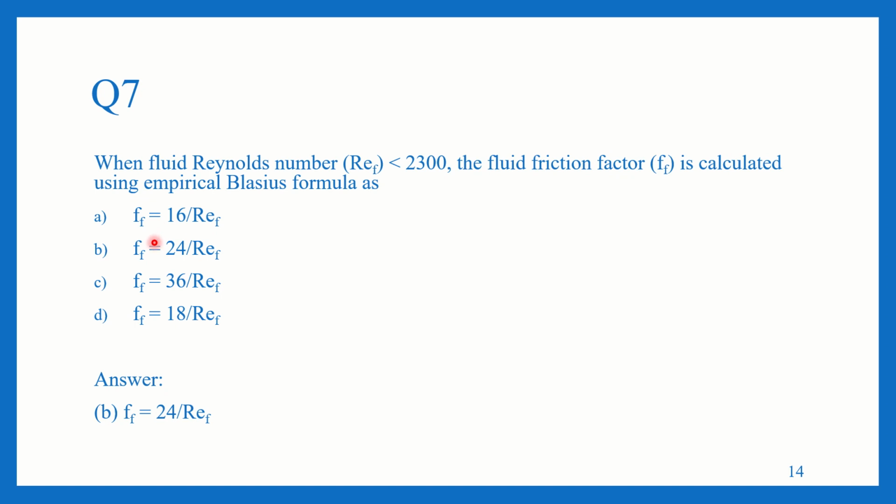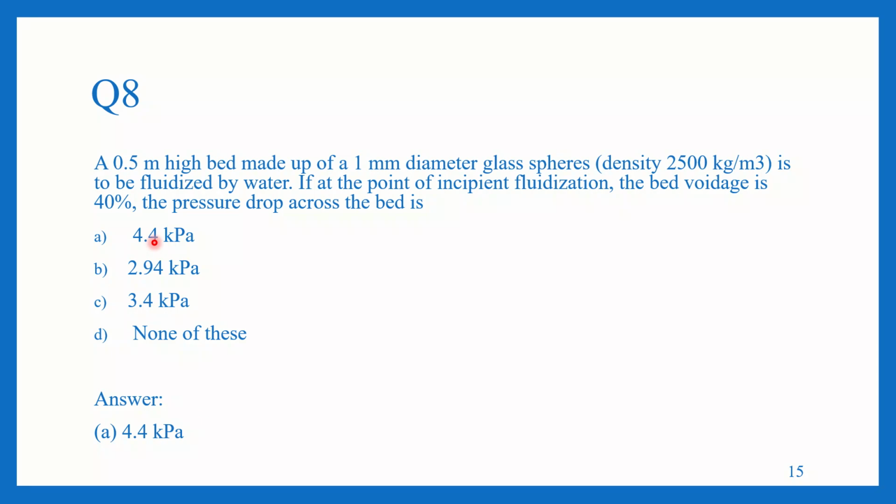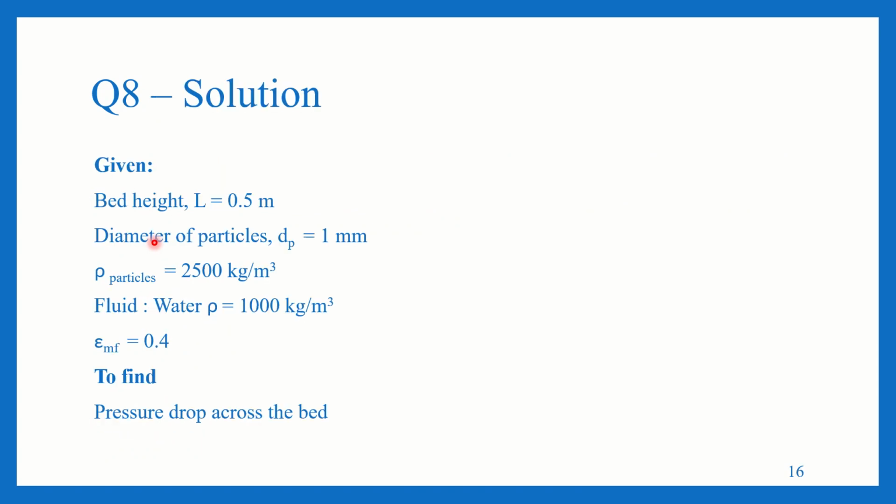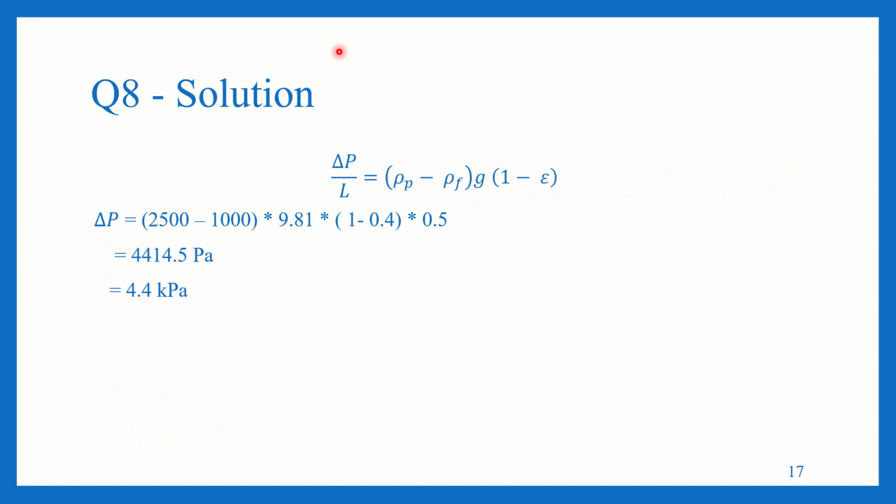by Re. And question 8 is about the calculation of pressure drop at the incipient fluidization, or the minimum fluidization condition. We use this formula: (ρp minus ρf) into g into (1 minus epsilon). That is, we calculate that the pressure drop is equal to the weight of the particles and the fluid inside the bed. At that point it becomes equal, right? It is balanced by the weight. So in that aspect we get this formula and we use it for the calculation.